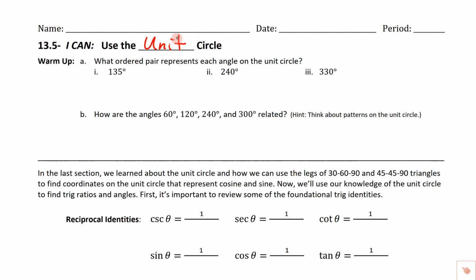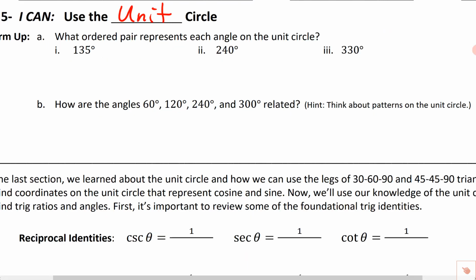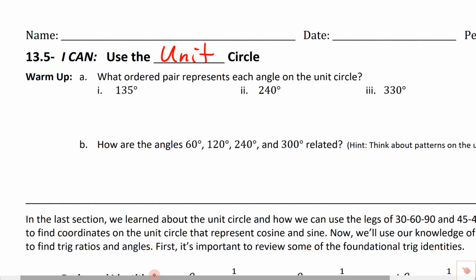Would you write down unit circle right here? And we're just going to go through how to use the unit circle. Once you've got that in your head, there are so many things that you can just rattle off and know, oh, I know this, I know this, I know this. So it says what ordered pair represents each angle on the unit circle. Now, if you want to look at it, I'm okay with that.